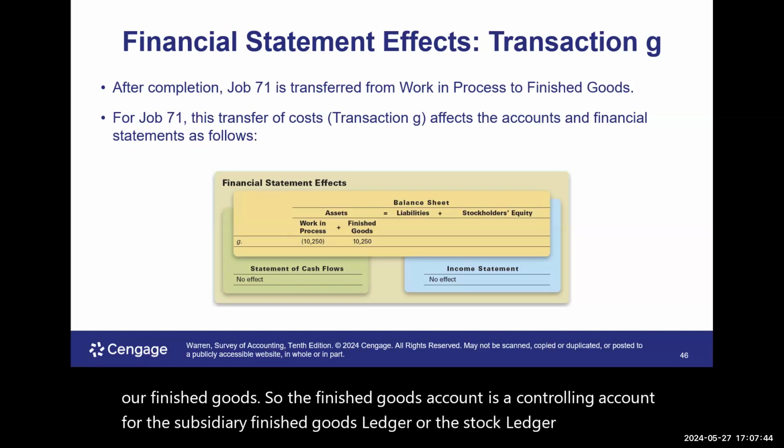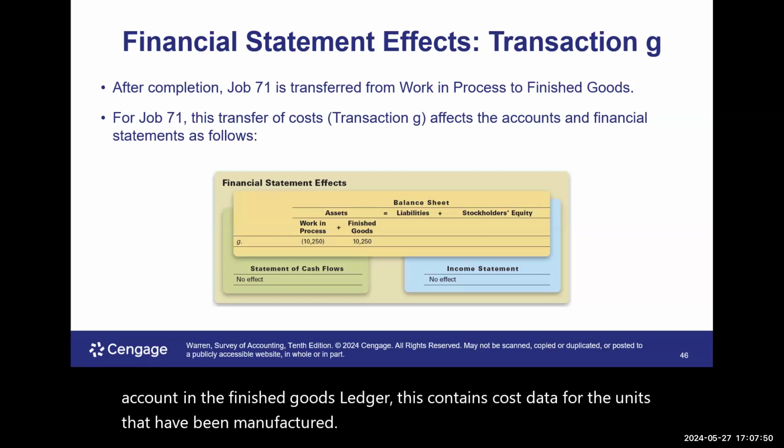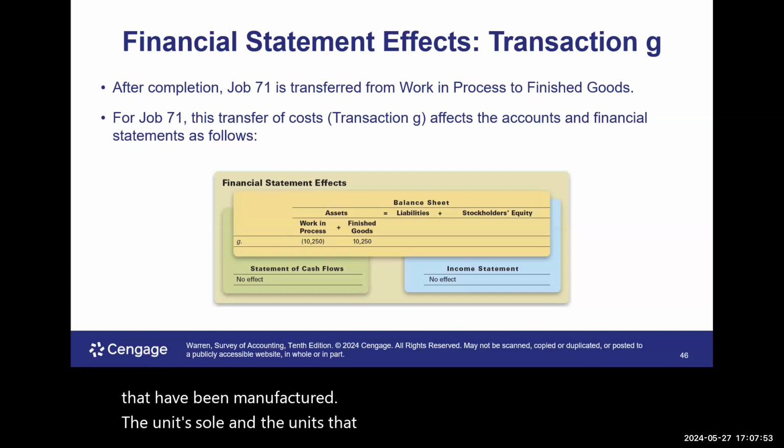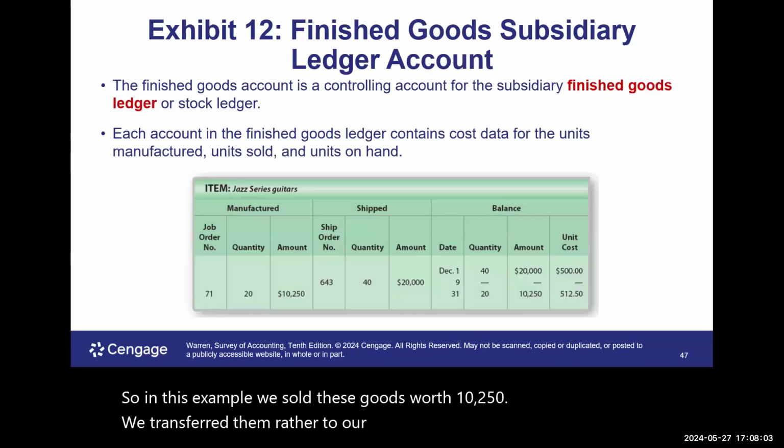So each account in the finished goods ledger contains cost data for the units that have been manufactured, the units sold, and the units that remain on hand. So in this example, we sold these goods worth $10,250. We transferred them, rather, to our finished goods to be sold.